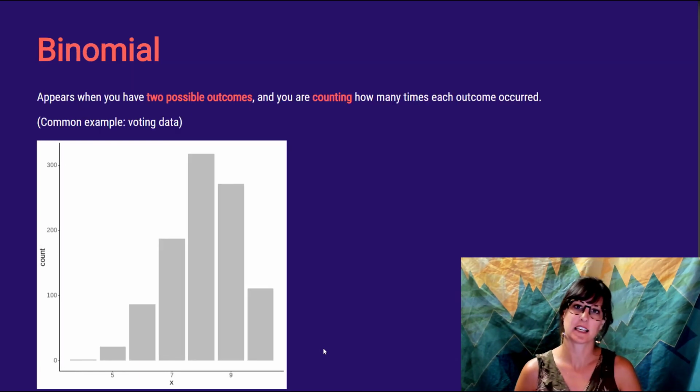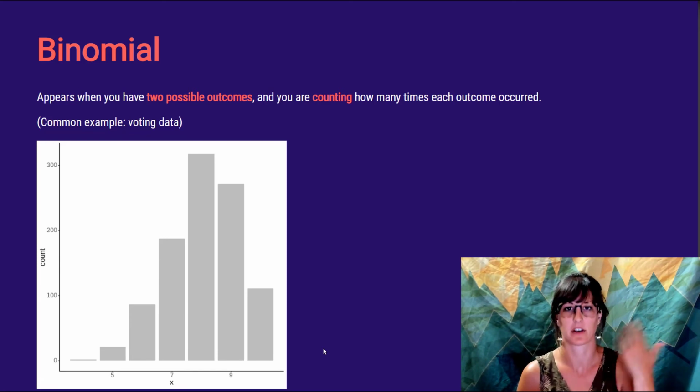And last but not least, the binomial distribution. This one comes about when you have a situation with two possible outcomes. The most common example out there is maybe voting. You have to vote yes or no on a certain proposition. And so you might need to go out and count how many times each outcome occurred. You might count how many people say they're going to vote yes on proposition A.